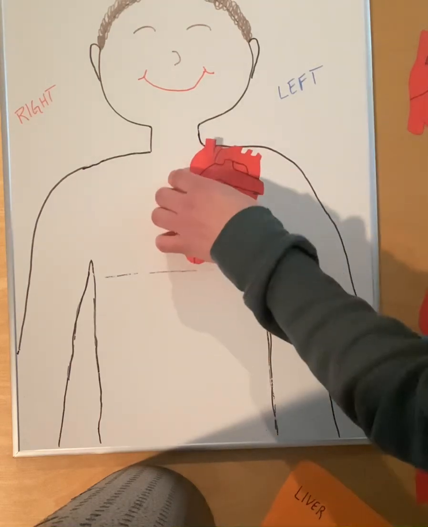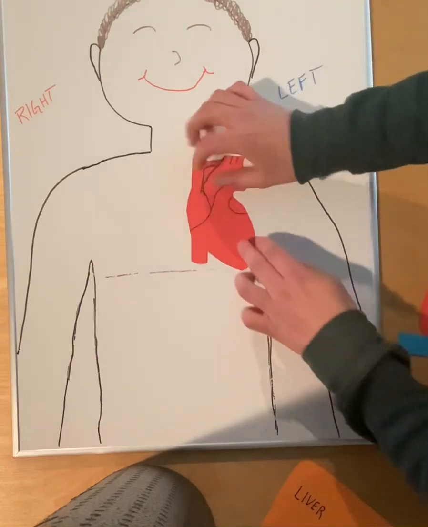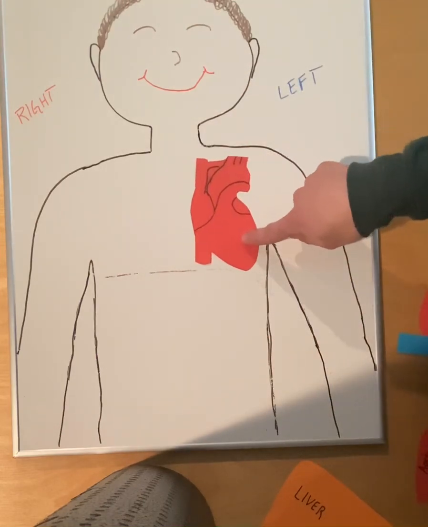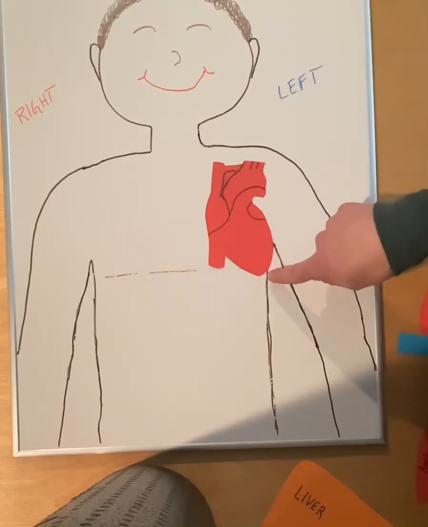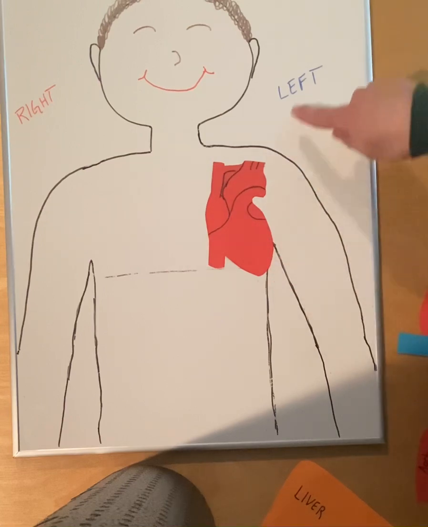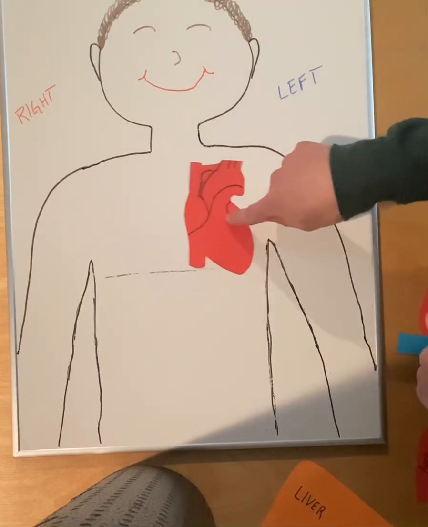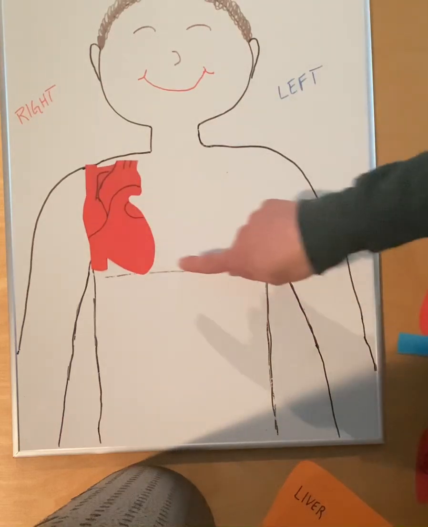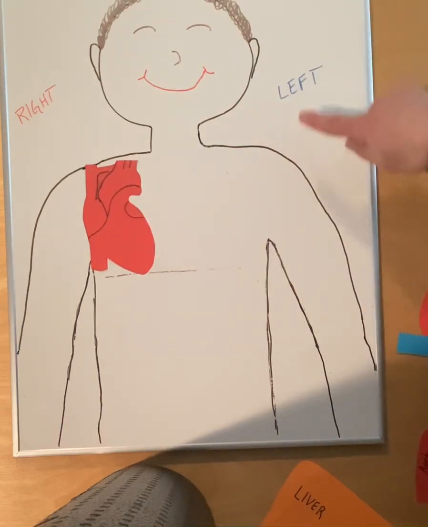Next, we'll be talking about positioning. In levo positioning, the entire heart is moved to the left side of the patient, with the apex still pointed to the left side of the patient. And there is dextro positioning, which means the entire heart is moved to the right side of the patient, with the apex still pointed to the patient's left.